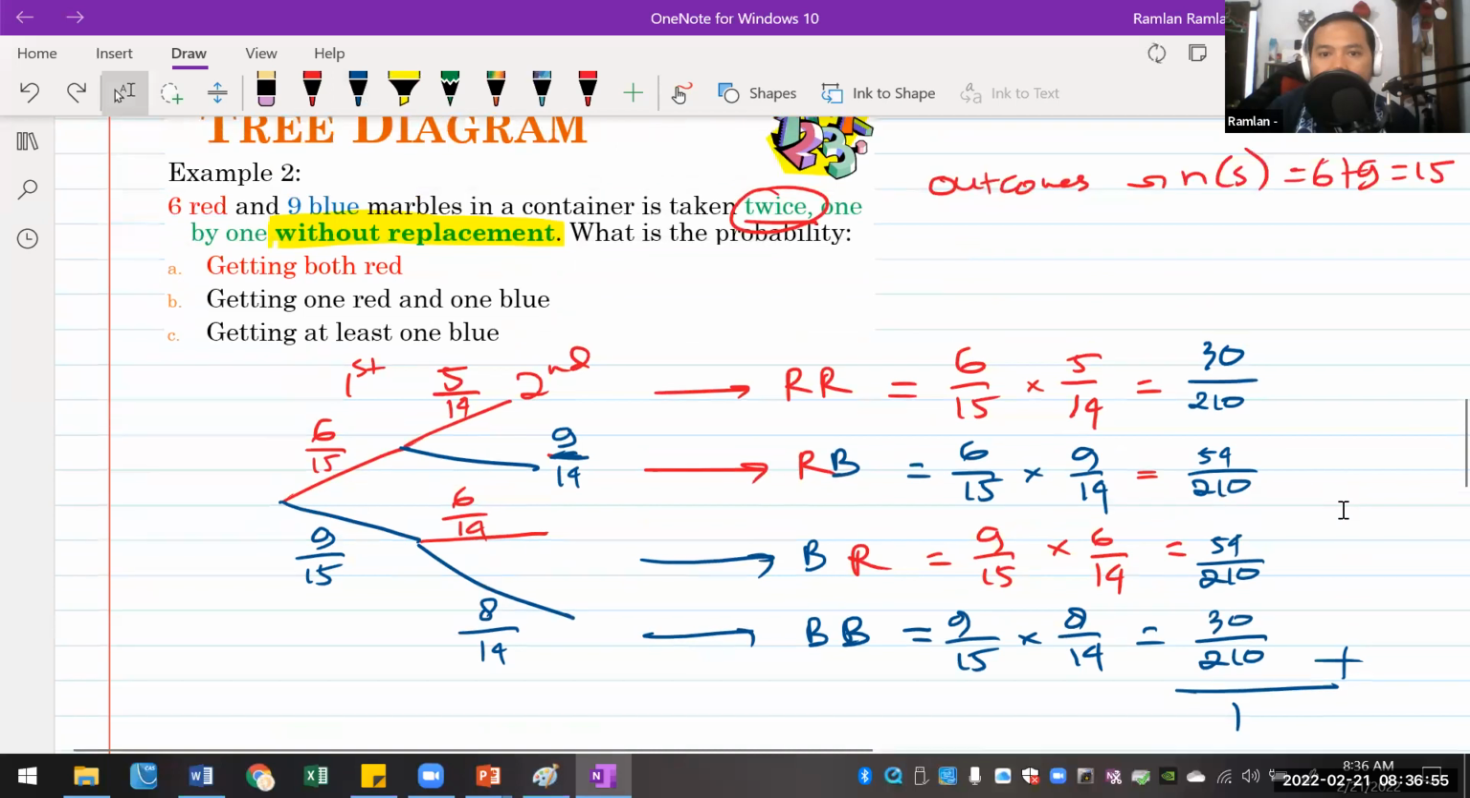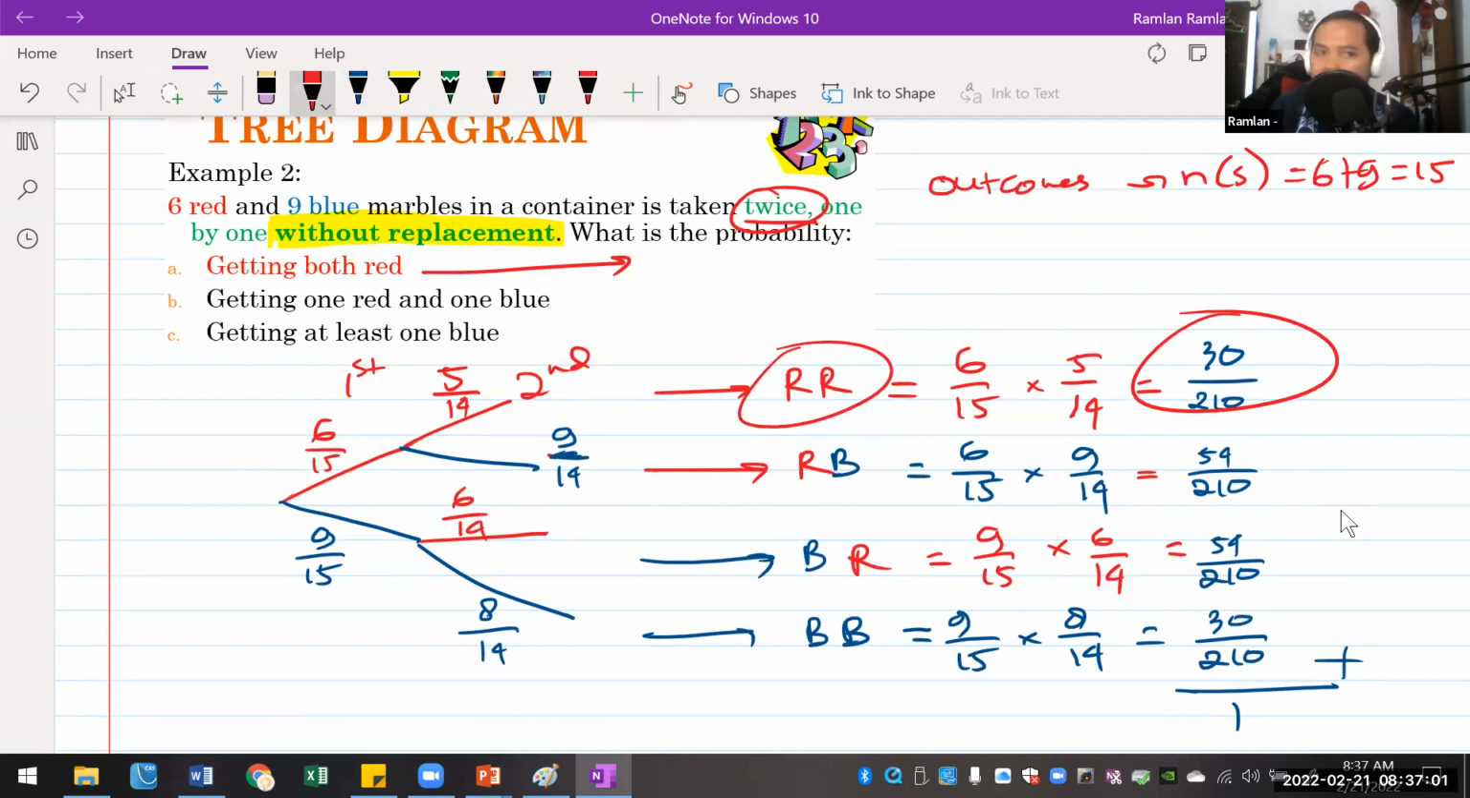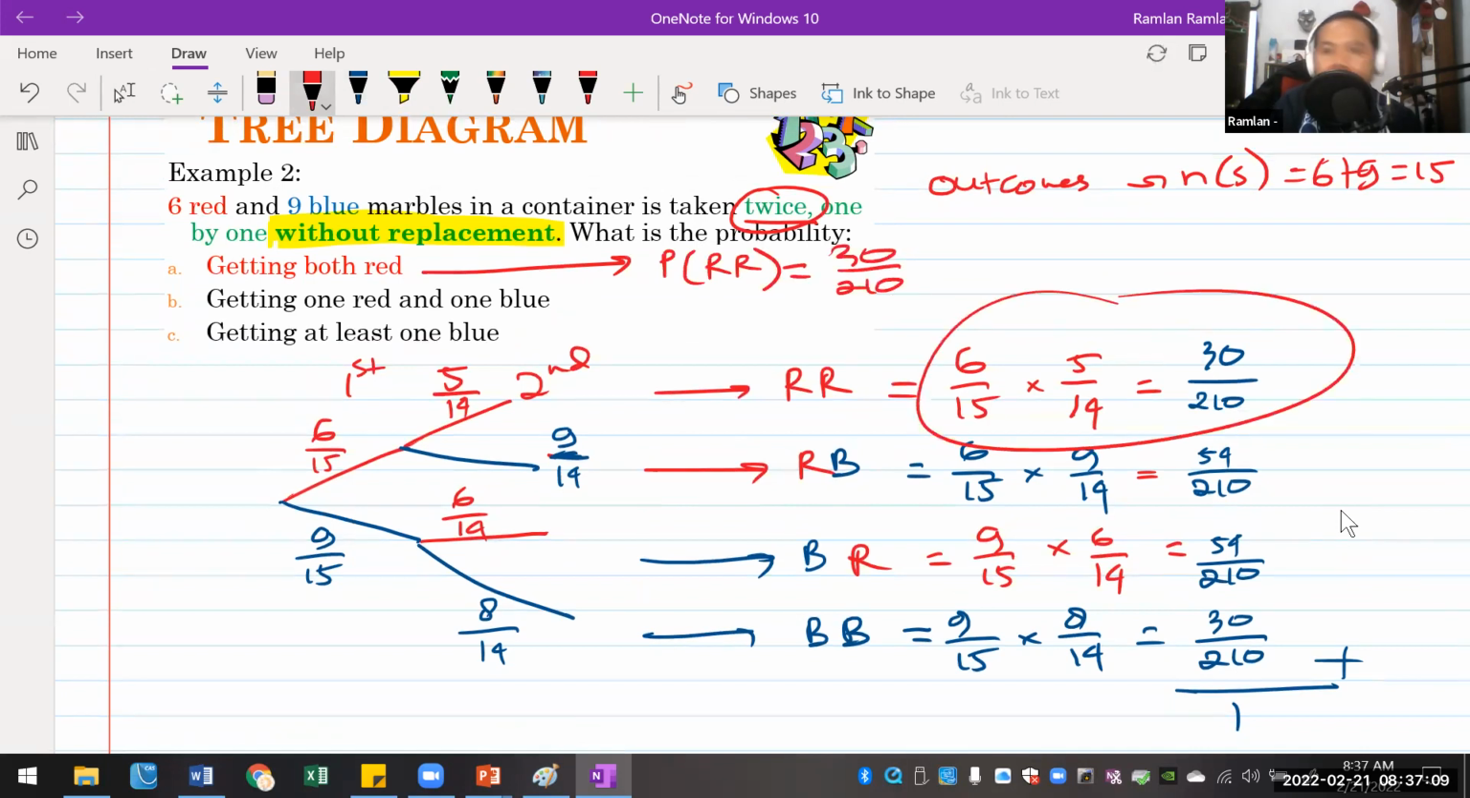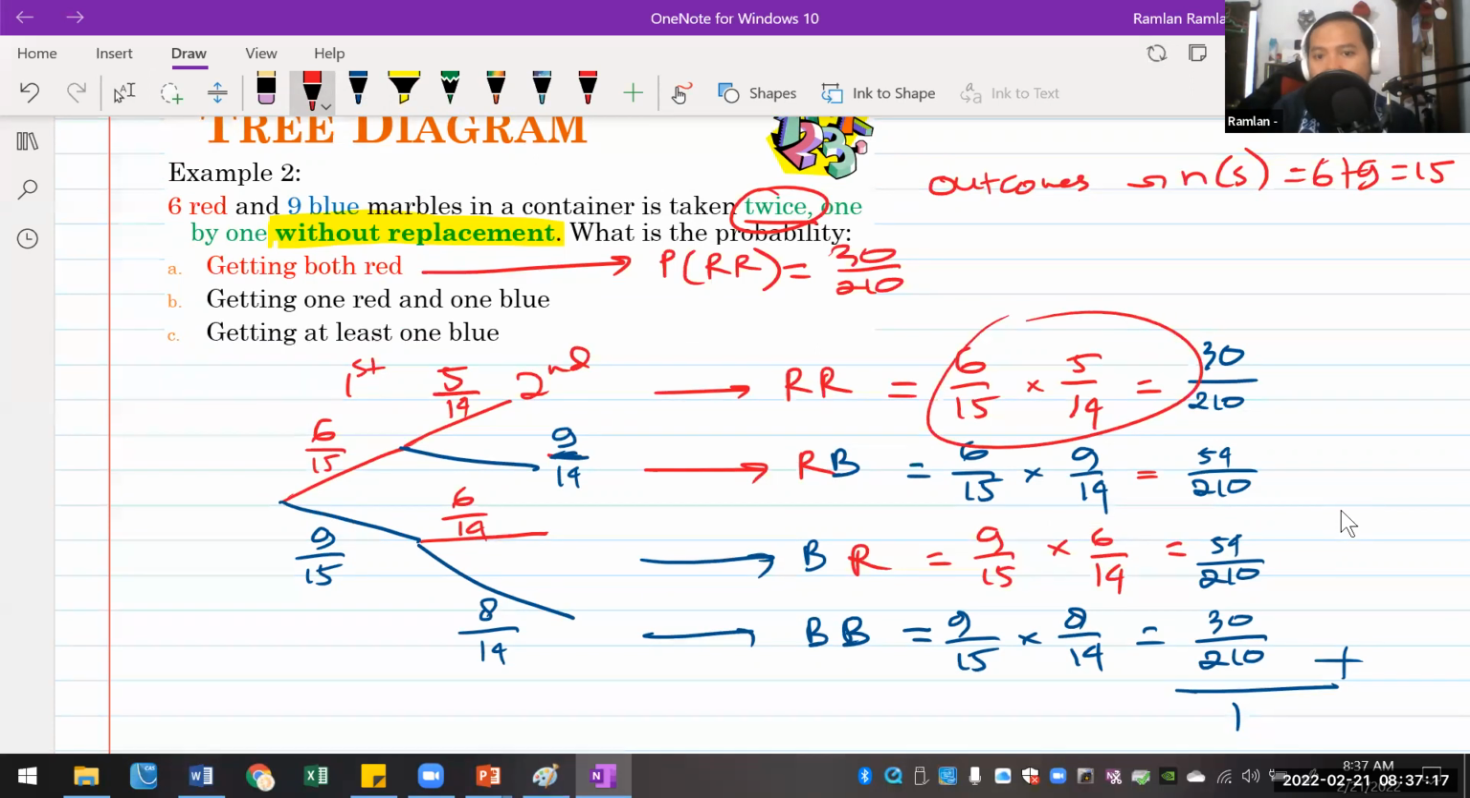So if I go back to the question again here, the first question will be get both red. So that will be this one, right? Red, red. So I will take that. That is the probability of getting red, red. That will be 30 over 210, because I have made this tree diagram. If you haven't made this, then at least you have to write down this one. Okay, so 30 over 210 is 1/7. You can just simplify that.